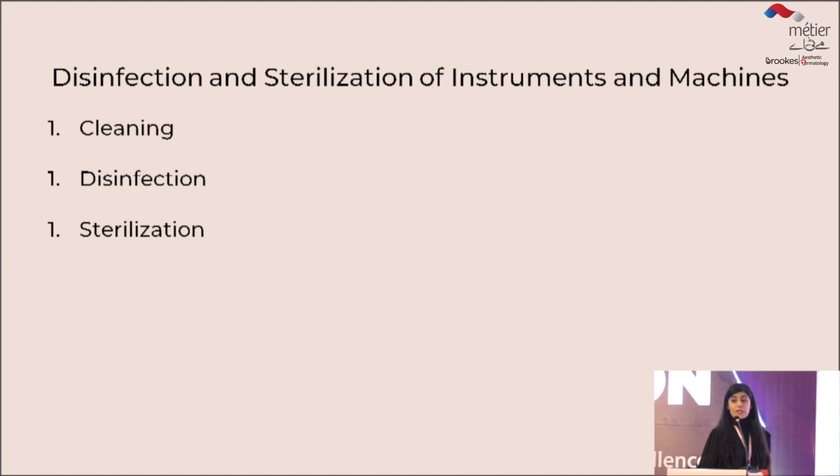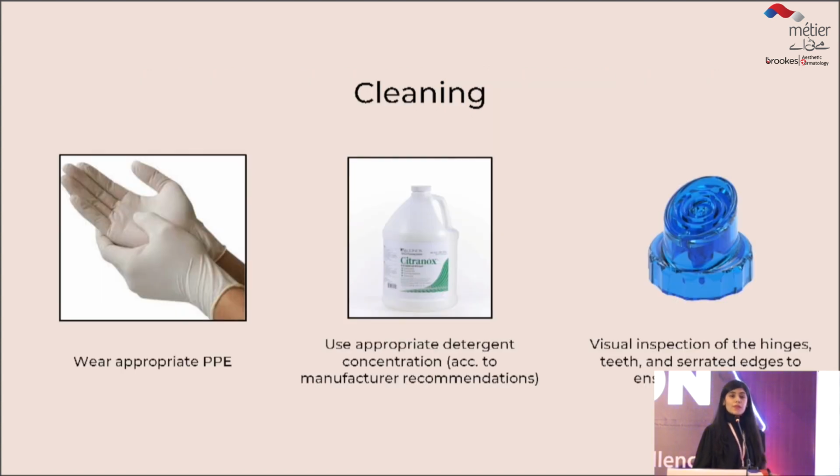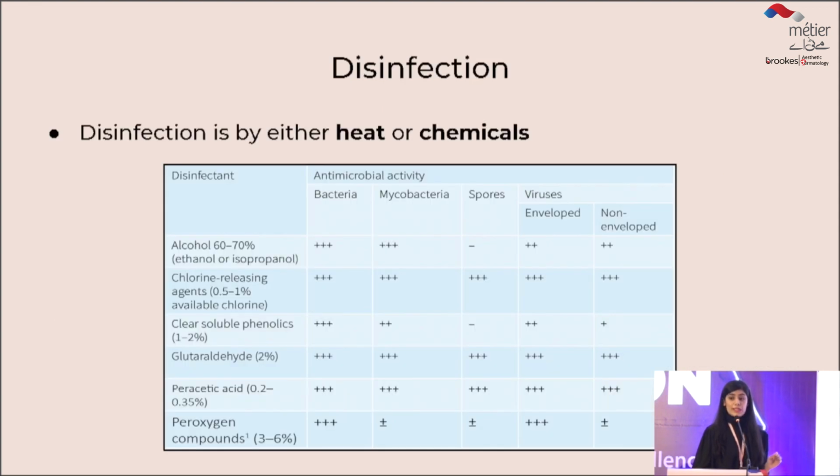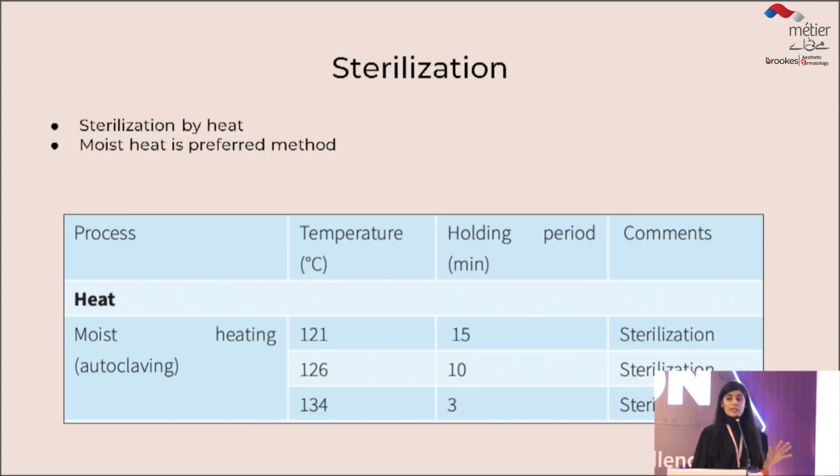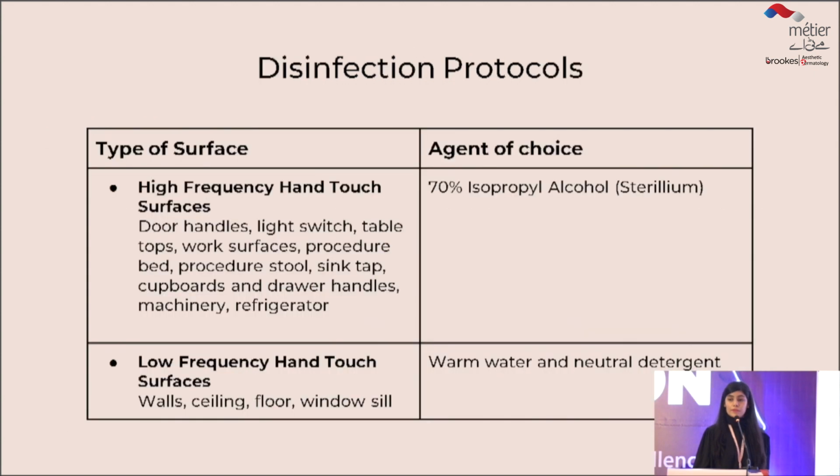Then comes the disinfection and sterilization of the instruments. This involves 3 steps: cleaning, disinfection, and sterilization. Cleaning should be done with water and detergents, and please visually inspect the serrated edges, the teeth, and the hinges to ensure cleanliness. Then disinfection can be done with heat or chemicals, while for sterilization purposes, moist heat is the preferred method.